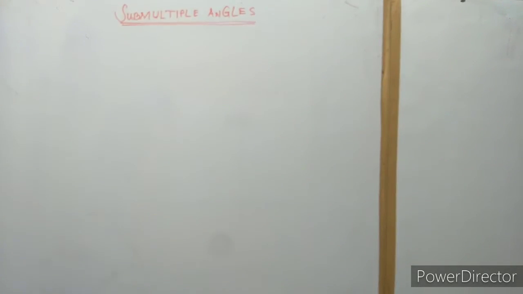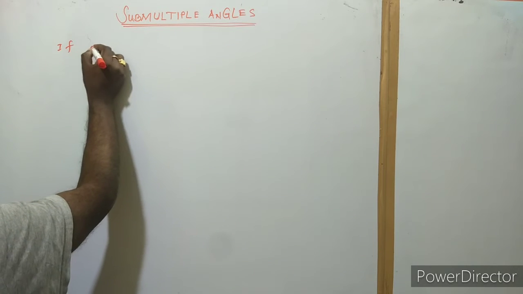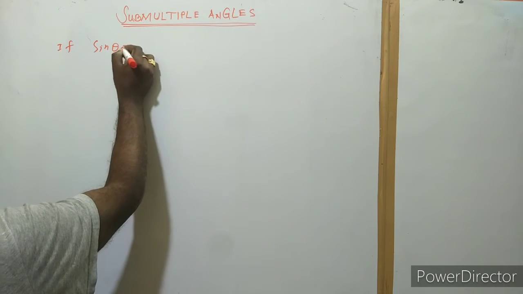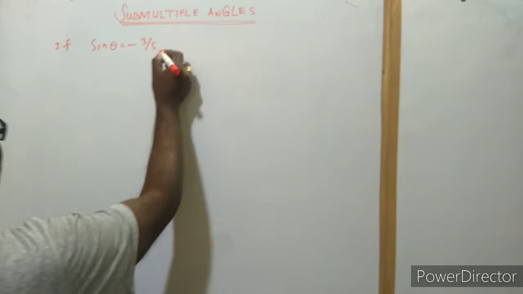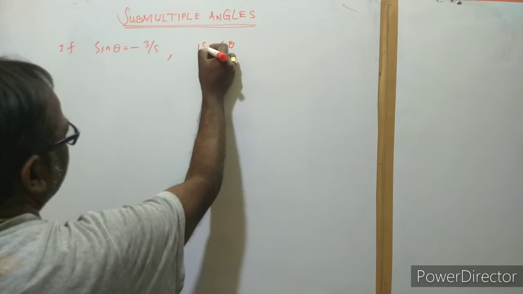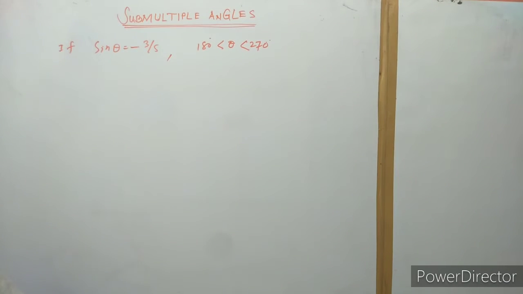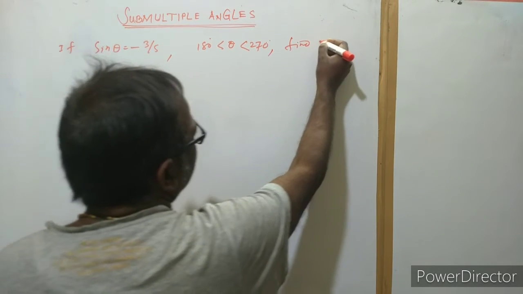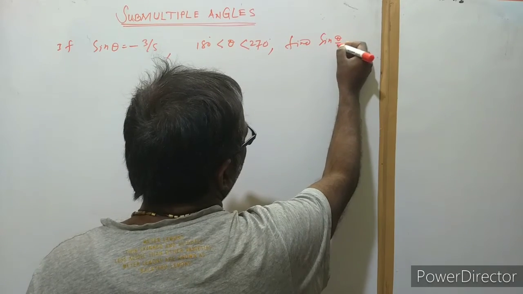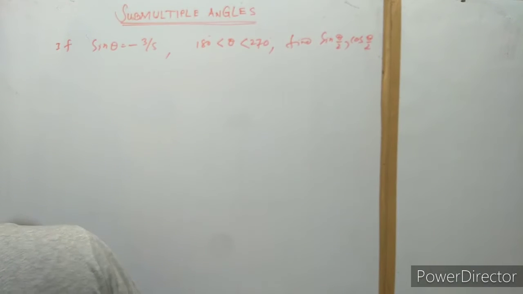So now I want to introduce another concept to all of you. This is one problem: sine theta is equal to minus 3 by 5, and theta lies between 180 and 270 degrees. Find the value of sine theta by 2 and cos theta by 2.